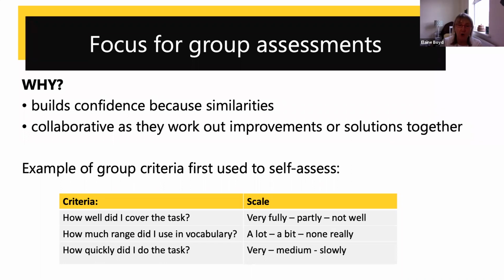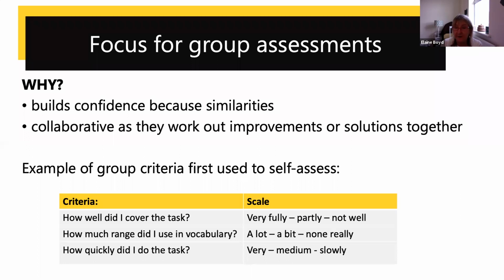And it might be, oh, we all did the task very well. How much range did I use in vocabulary? Maybe one person's put none, or I only did a bit. Now that's the point where the rest of the group help them with ideas of how to improve. So this is a slightly different dynamic. Rather than the pair assessment, this is where the person is asking for help. I didn't do that bit as well as I wanted to. How can I improve? And the others can help them.